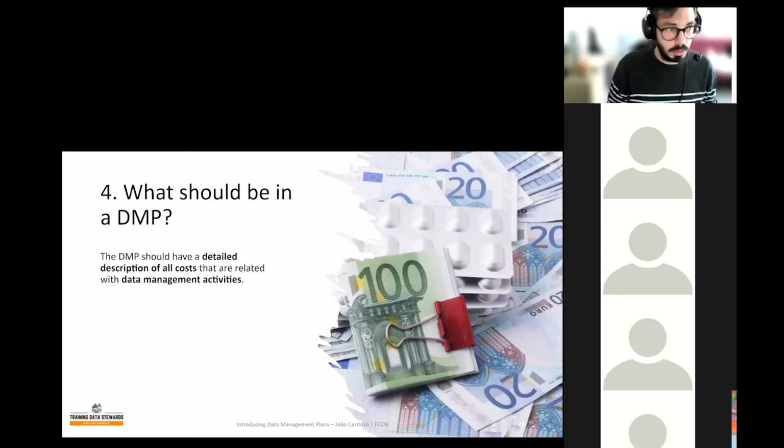And finally, we go to the costs, because in the end, everything comes down to costs, and all the costs should be identified, but only those that pertain to data management activities. Obviously, a project has its own budget. This is when we are applying for funding. The project budget must be generic, or sometimes as specific as it needs to be. But in terms of the DMP, we're only concerned with costs associated with data management activities.